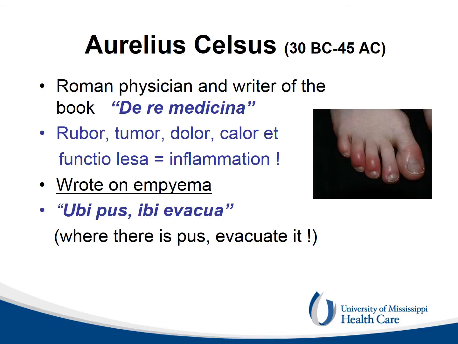Aurelius Celsus wrote extensively on the character of inflammation and on chest empyemas. Famous was his dictum that where the pus is, evacuate it. Please do not confuse him with the Swedish astronomer Anders Celsius, who invented the Celsius scale, unit of measurement for temperature. He lived between 1701 and 1744.